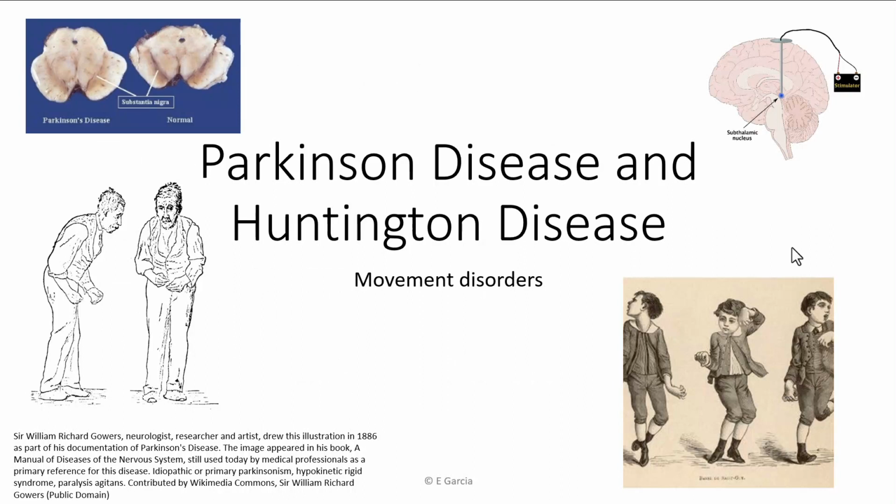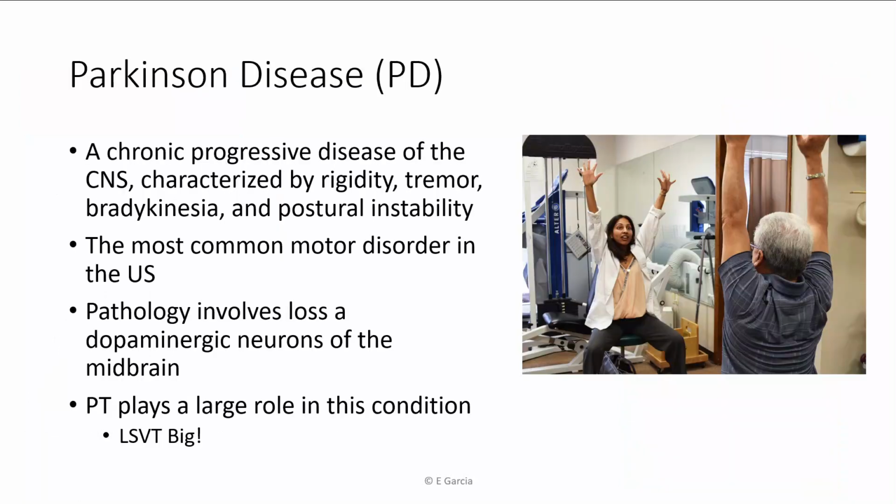Let's switch over to another diagnosis cluster. So this is going to be Parkinson's disease and Huntington disease. These are both really big movement disorders, with Parkinson's disease being the big one. So this is a progressive chronic disease of the CNS characterized by its presentation: rigidity, tremor, bradykinesia, and postural instability. This is the most common motor disorder in the US. And it's more common than you'd think.